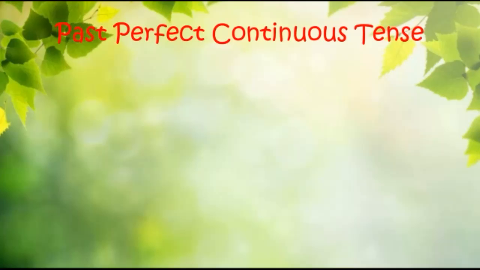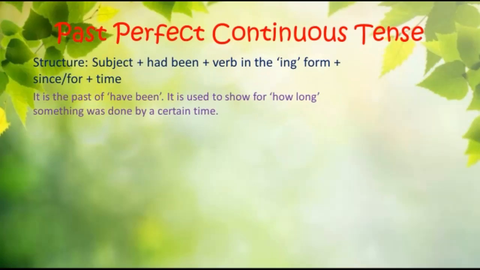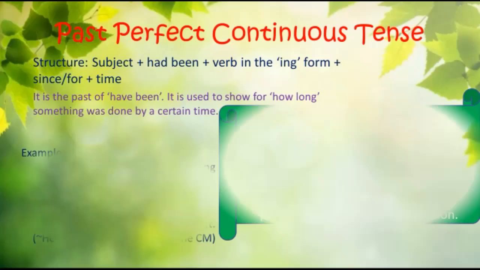Next is past perfect continuous tense. Its structure is subject plus had been plus verb in the ing form plus since or for plus time. It is the past of have been. We have learned about present perfect continuous. This is the past of it. It is used to show for how long something was done by a certain time. So the action started in the past, ended in the past, and this is showing the continuity of the action, for how long it continued at a certain time.